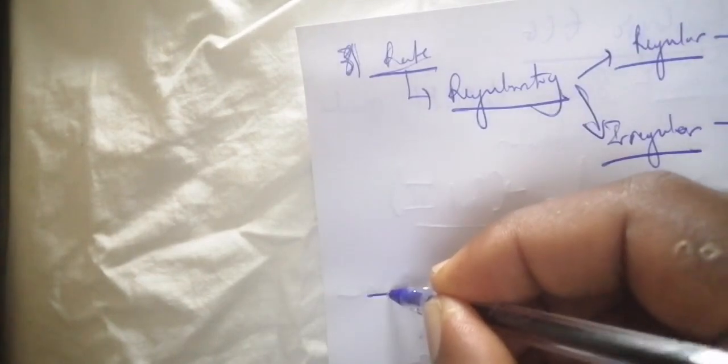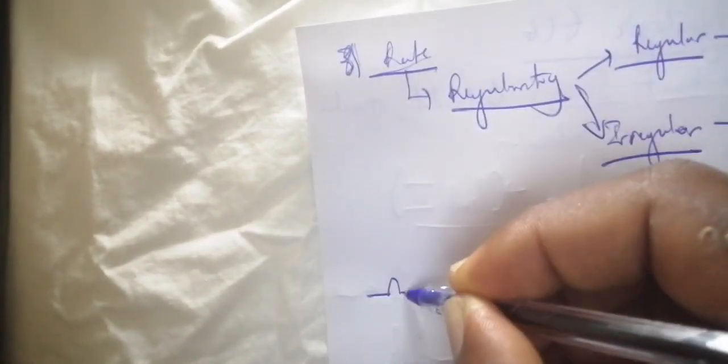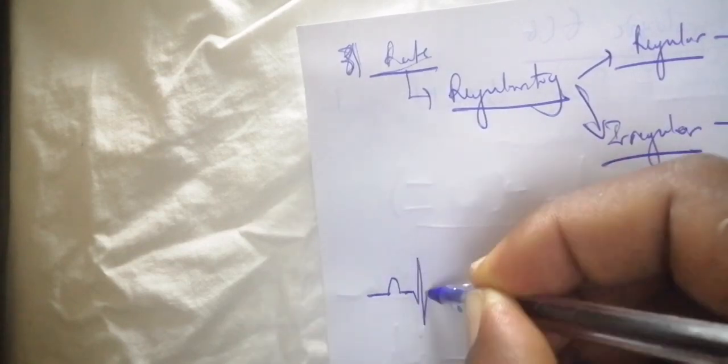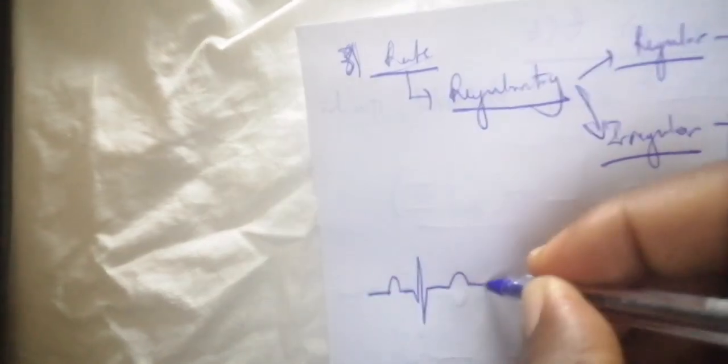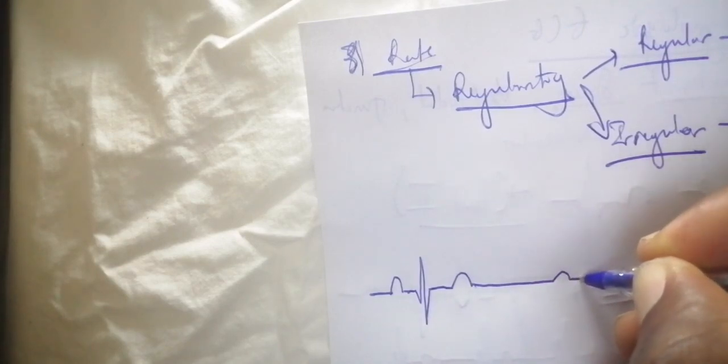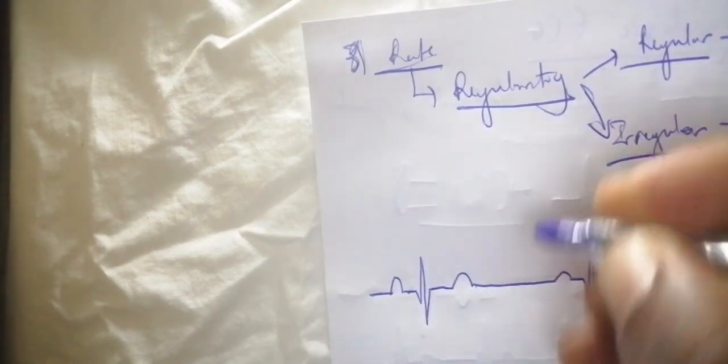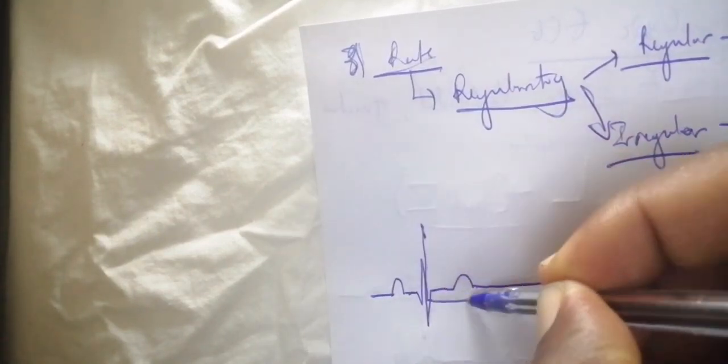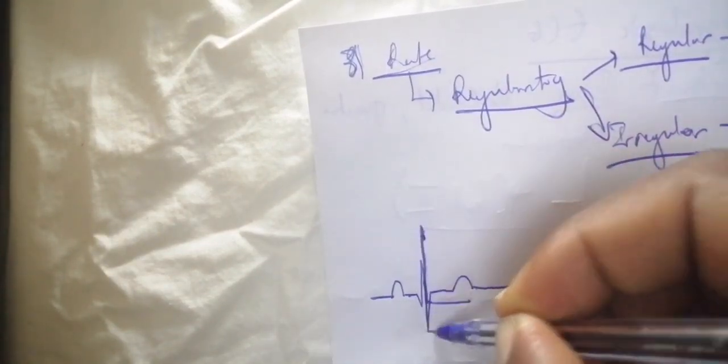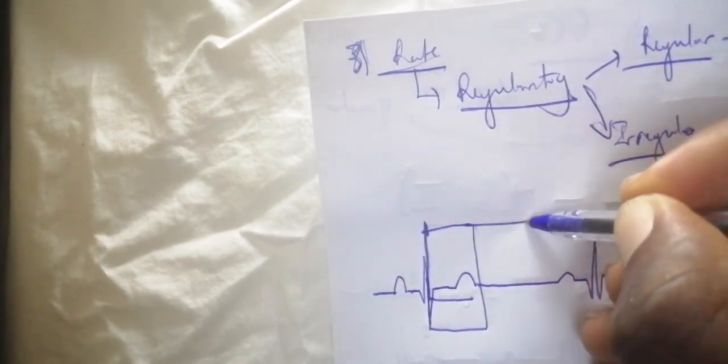So in the rule of 300, let's say that this is a P wave, this is a QRS complex, then the T wave, then we have another P wave, then the QRS complex, then a T wave. Let's say that these are the number of big squares. This is 1 big square, this is 2 big squares, and this is 3 big squares. And inside the big square, you have small squares, 1, 2, 3, 4, 5. So let's say that this is an ECG slip.